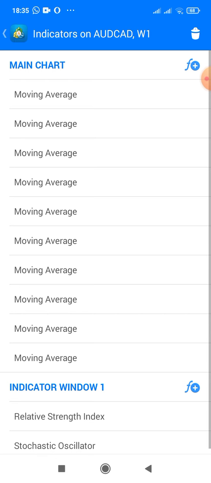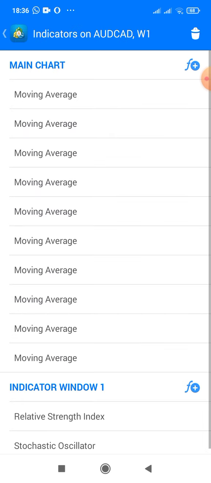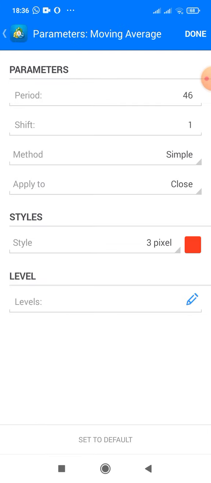So let us go. So when you go to F, so these are the first moving average is 31, shift is negative 38, method is simple, closed. What we are going to change now is the period. The first period is 31. The second one period is 32. The third one the period is 33. The fourth one period is 34. 35. Then we go to 46.